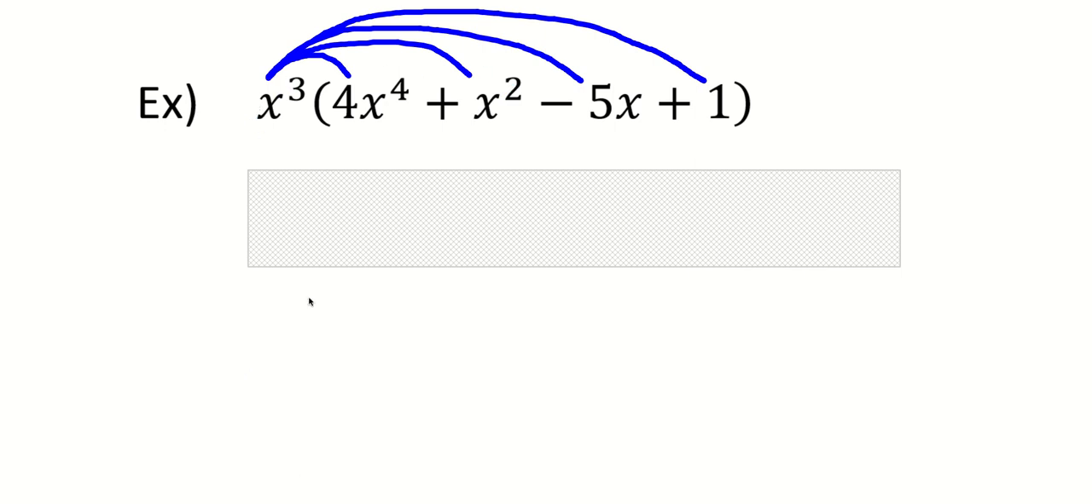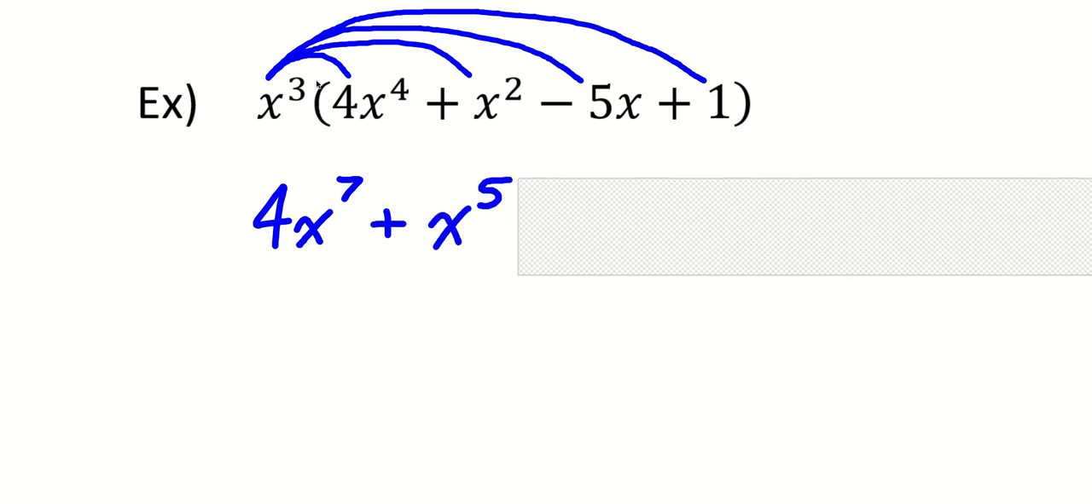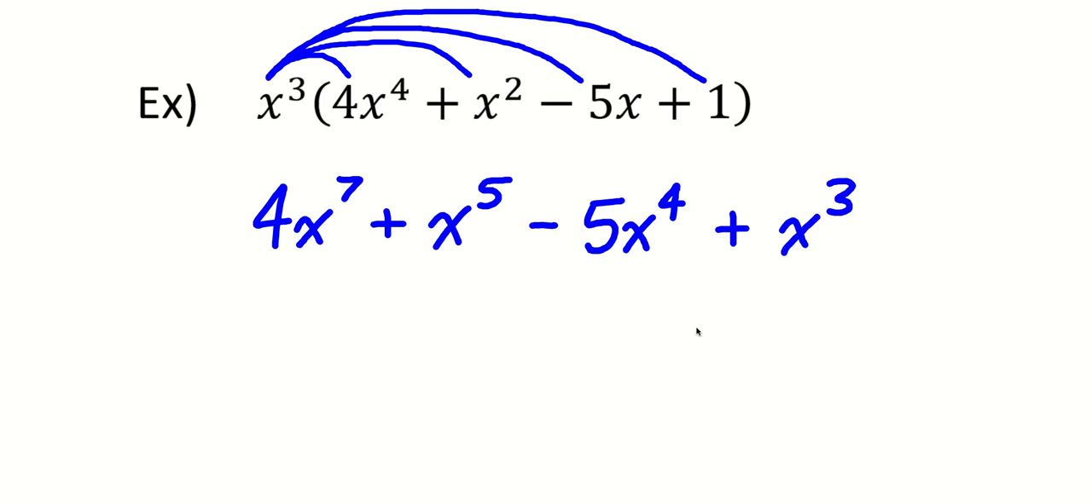So x to the third times 4x to the fourth. Well, there's just going to be the 4 because, remember, technically there's a 1 out in front. And then as far as x to the third times x to the fourth, we're going to add those powers. And then x to the third times x to the second. Once again, add the powers. X to the third times negative 5x. Remember, technically that's x to the first. So when we add the powers, it's going to be x to the fourth along with the negative 5. And then x to the third times 1 is just x to the third.